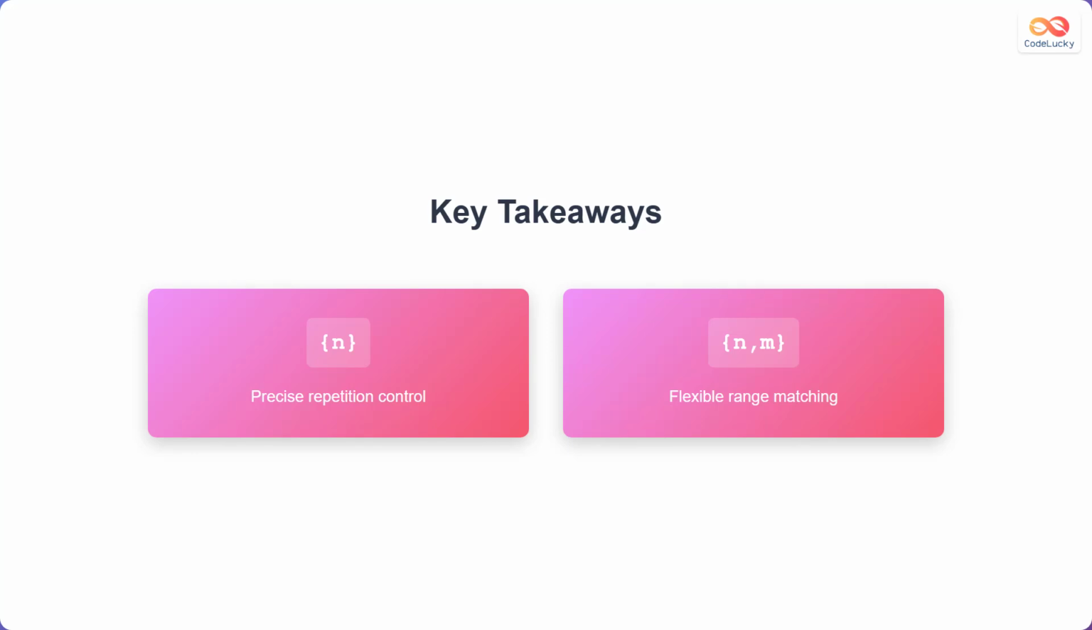Here are the key takeaways from this lesson. First, {n} gives you precise repetition control by matching exactly n occurrences. Second, {n,m} provides flexible range matching by allowing you to specify a minimum and maximum number of occurrences to match.